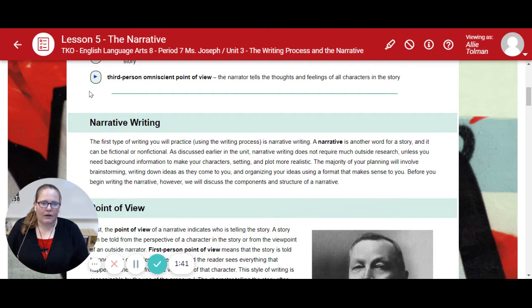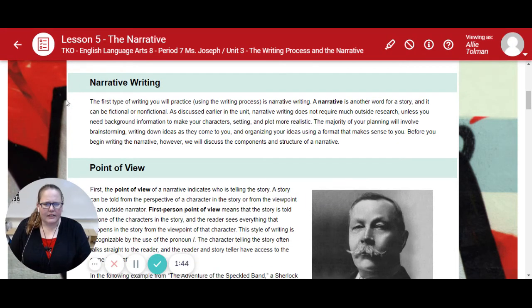Now we're going to get into narrative writing. Narrative writing is the first type of writing you will practice using the writing process. A narrative is another word for a story. It can be fictional or nonfictional. As discussed earlier in the unit, narrative writing does not require much outside research, unless you need background information to make your character's setting and plot more realistic. The majority of your planning will involve brainstorming, writing down ideas as they come to you, and organizing your ideas using a format that makes sense to you.